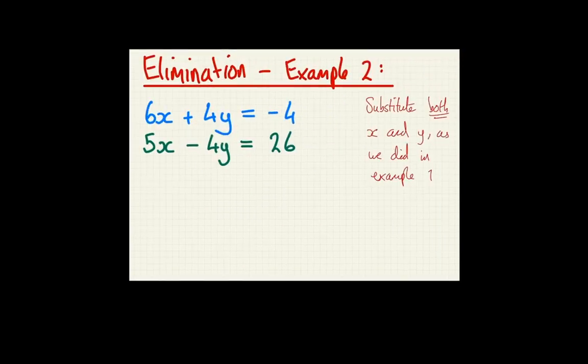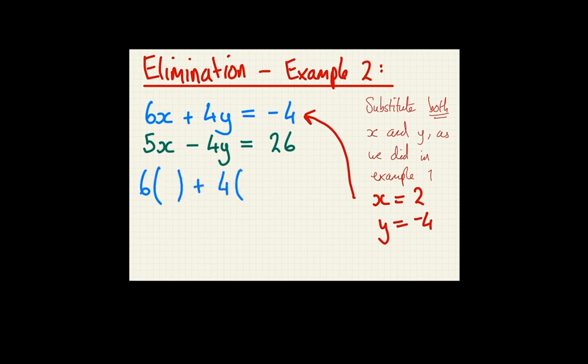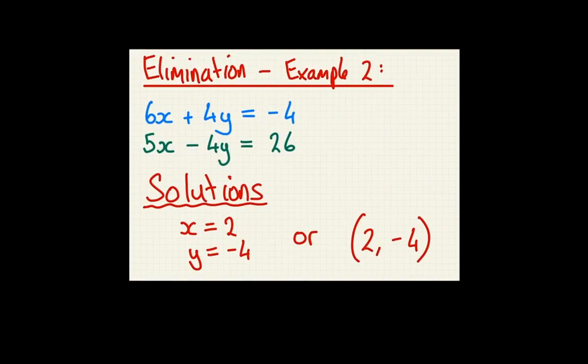Put in our x equals 2 and our y equals negative 4. Obviously, we're going to do it to the blue equation this time because we did the green equation first last time. And we can see we've got 6 lots of 2 plus 4 lots of negative 4. If we've done it right, that should equal negative 4. 12 plus negative 16 is equal to negative 4. And if we put that in our calculator, that works. And again, we can give our solution as a list or as a coordinate.